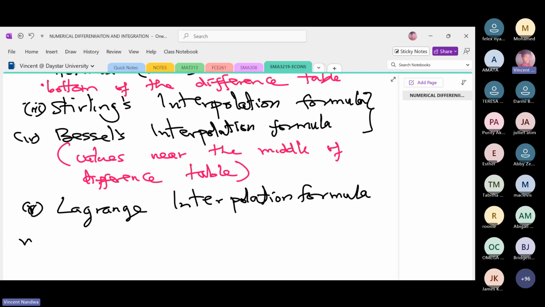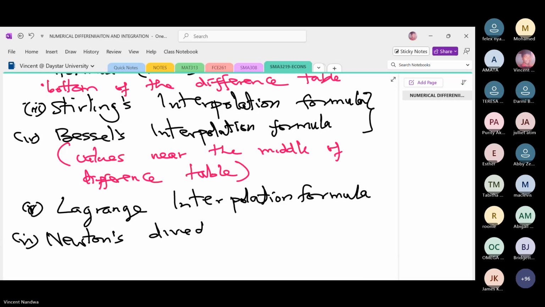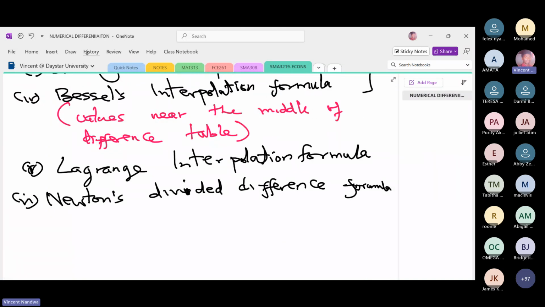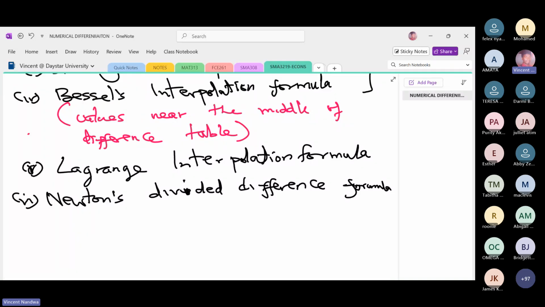Also, there's what we call the Newton's divided difference formula. So do not confuse Newton's divided difference formula with Newton forward and Newton backward. They are totally different formulas. So check to see the structure. Then also, these are the formulas that will apply for the case of equally spaced mesh points.